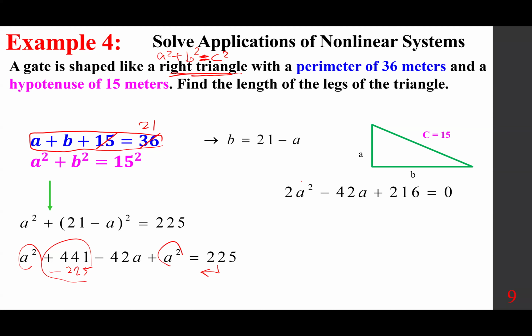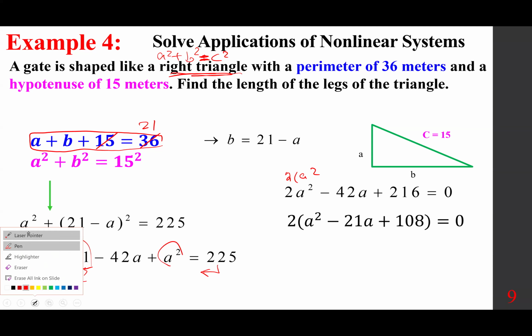You take out the common factor of 2 here. Two times a squared minus 21a plus 108. You can do factoring, or you can use the quadratic formula if, for any reason, it's difficult to do the factoring.